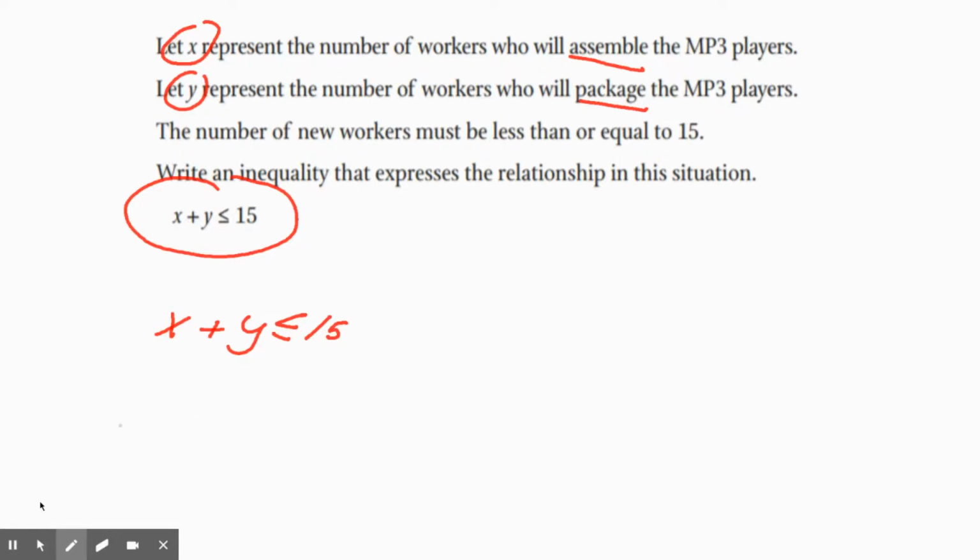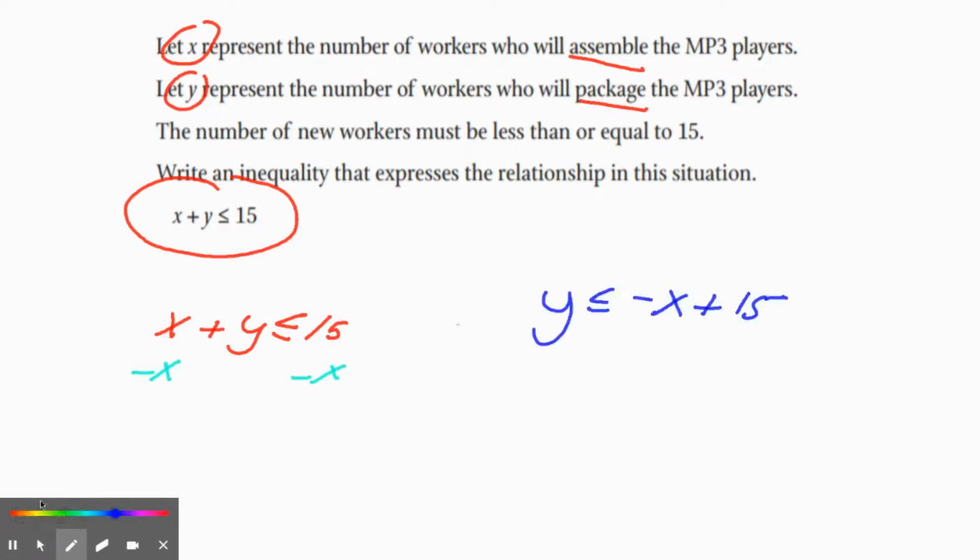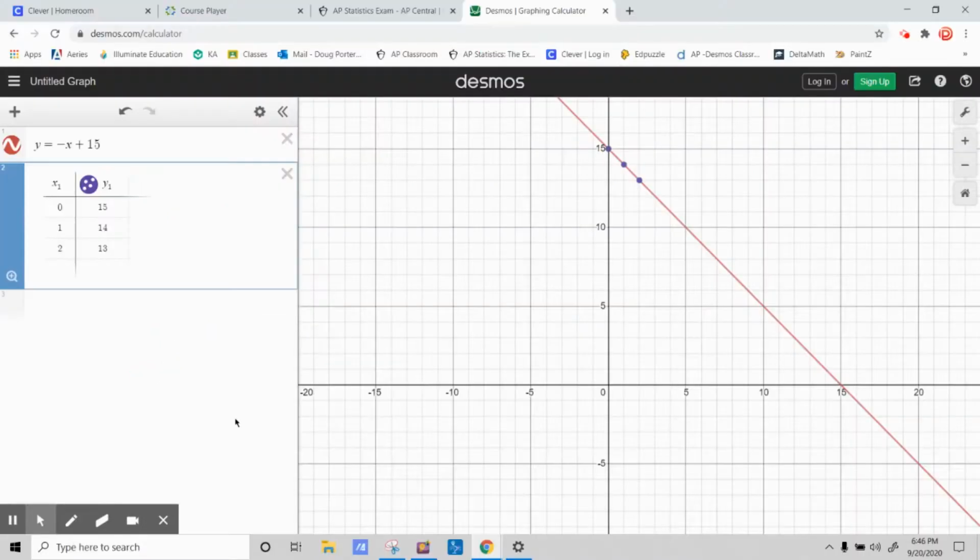In order to graph it, you need to put it into slope-intercept form. Here it is in slope-intercept form, and remember, if you happen to divide by a negative or multiply by a negative, that will change less than to greater than and vice versa. So be careful of that. That didn't happen in this particular problem.